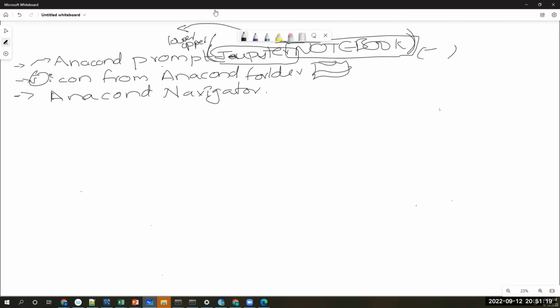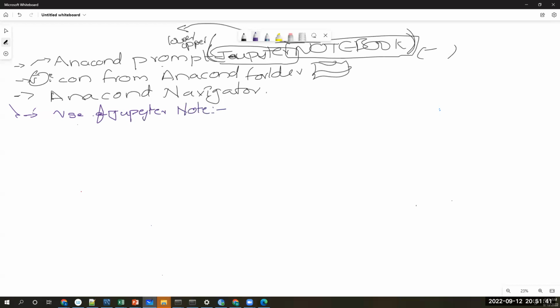Okay. What is the use of Jupyter Notebook? We can create and share documents that contain visualization and narrative text. Because I think when you were explaining, you did mention the visualizations.